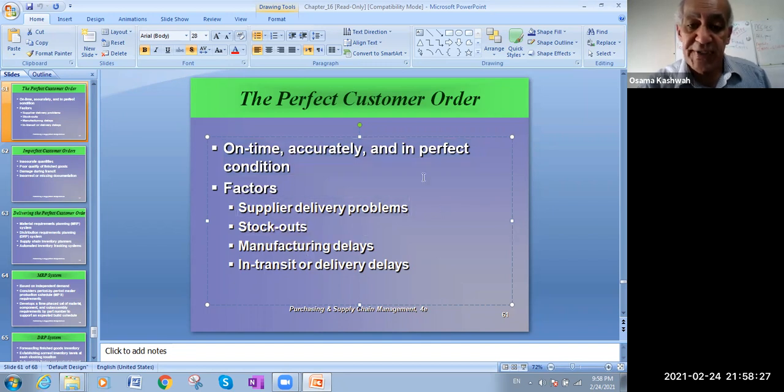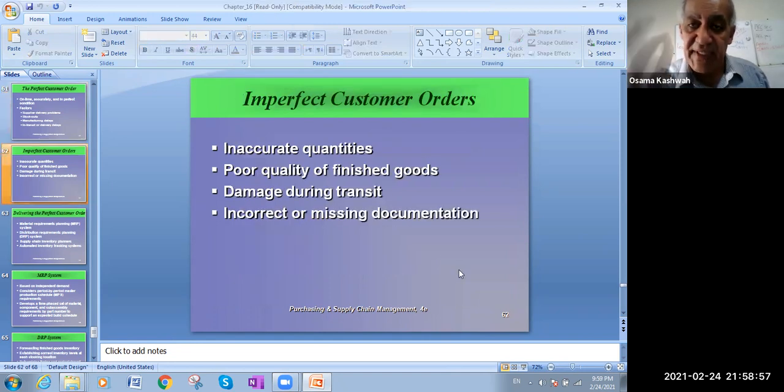Stock outs, this is another point. Stock outs, we have to manage. If you do perfect customer orders, you have to take care of this point. Don't do like sometimes when we go out to the shop and they say it's out of stock, we don't have it. No in-transit or delivery delays. So the perfect customer order won't include any delays. It should be in the right place and at the right time.